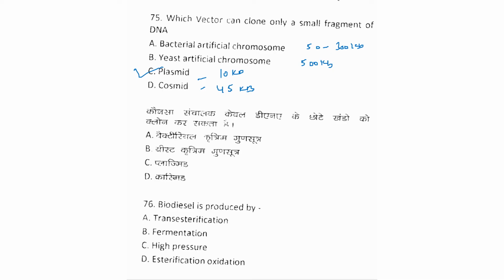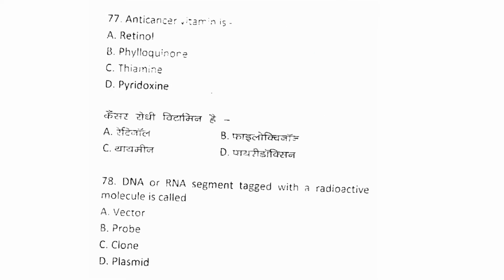Biodiesel is produced by option A, trans-esterification, fermentation, high pressure, and esterification. The correct answer is A, trans-esterification. Now, anti-cancer vitamin is option: A retinol, phylloquinone, thiamine, pyridoxine. So the correct answer is retinol, which is vitamin A.